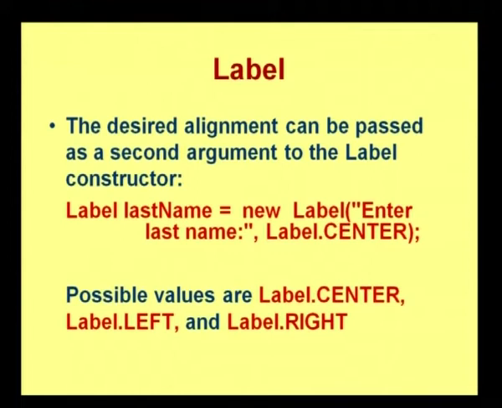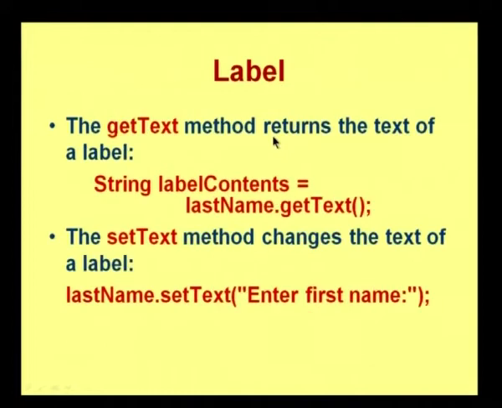You can see here we have possible values, that is Label.CENTER, and I can put my value at the left or at the right. These are variables that are available in the Label class. The second parameter we provide is nothing but the value which specifies which type of alignment needs to be done with respect to the value that you display on the label.